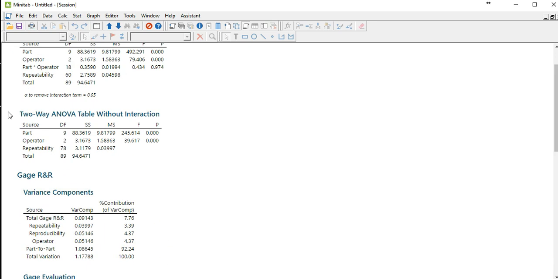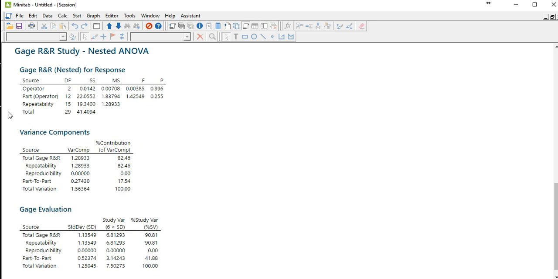and now we also look at the numerical output. We look at the nest ANOVA. We can ignore the ANOVA part and look at the variance component. We can see the total Gage R&R has about 82.46% contribution. So we said if it's less than 10%, it's acceptable. Less than 1% is definitely acceptable. If it's less than 9%, it may be acceptable. But if it's greater, it's not acceptable. And this is way above 9%.